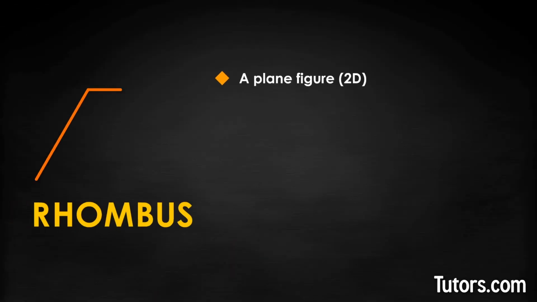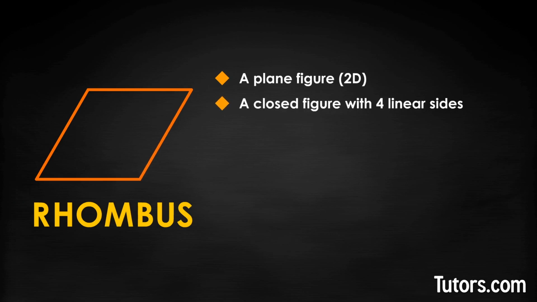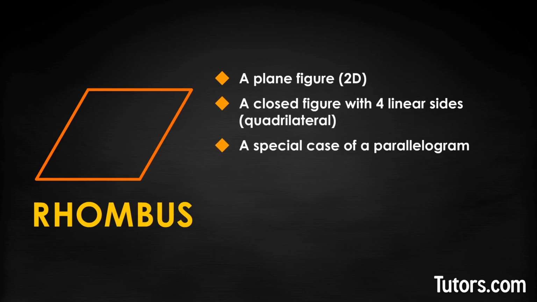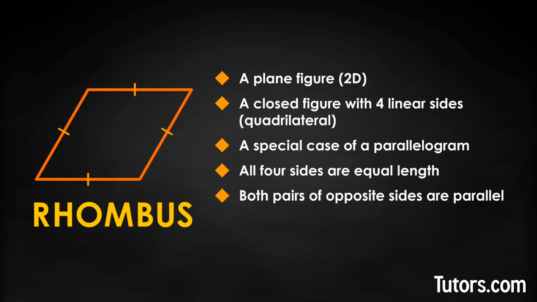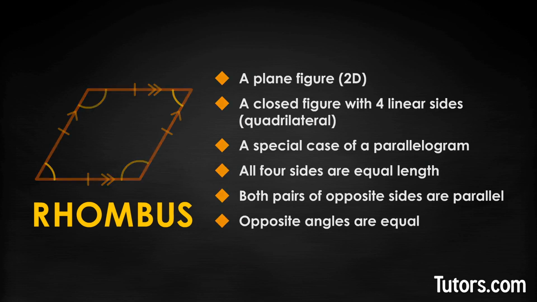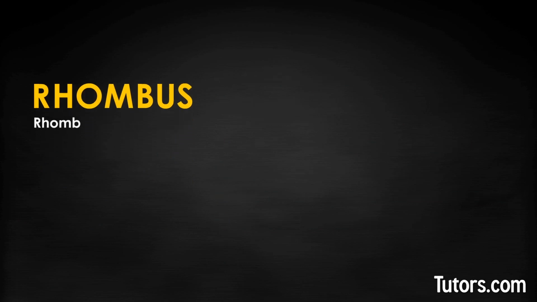A rhombus is a plane figure, so it is two-dimensional. It is a closed figure with straight, linear sides. One of the many quadrilaterals, which are 4-sided shapes, it is a special case of a parallelogram. All 4 sides are of equal length, and both pairs of opposite sides are parallel. Opposite angles are equal too. That's it. A rhombus can also be called a rhomb, a lozenge, or a diamond.